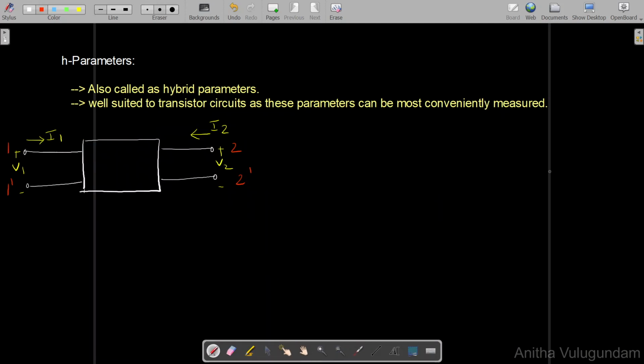In this video, I'll discuss the concept of H parameters. H parameters are also called hybrid parameters. They are well suited to transistor circuits as these parameters can be most conveniently measured.